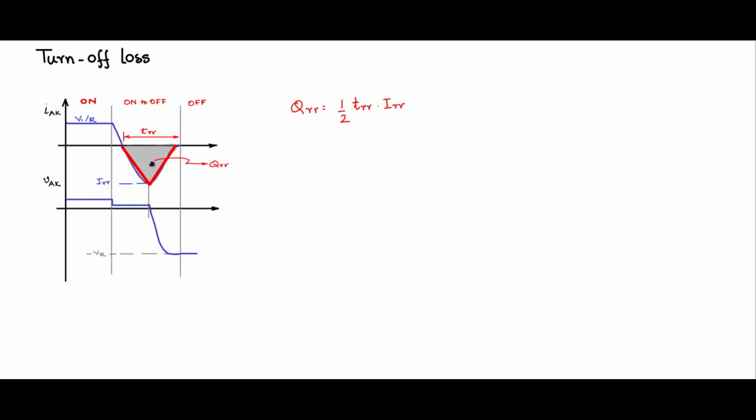And what is the energy for this charge removal? On to off will be half QV, half QRR into VR. VR is the applied reverse voltage. Again, as a consequence, the power from on to off is nothing but the rate of energy, which is E on to off by Ts, the switching period, because it is repetitive at that rate. I can also write it as E on to off into the switching frequency Fs.